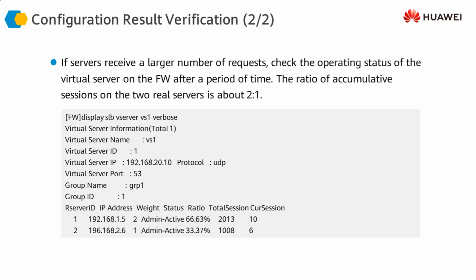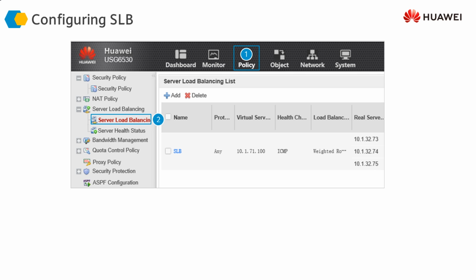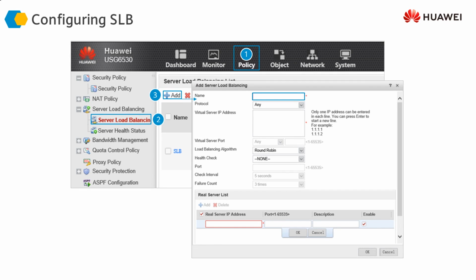Now if we go back and look at the graphic user interface, or the web configuration, it's very simple. In the policy tab we go to server load balancing, and then we add a new server load balancing policy. Here we can give it any name, select the protocol, select the load balancing algorithm, enable the health check, and add real server IP addresses.